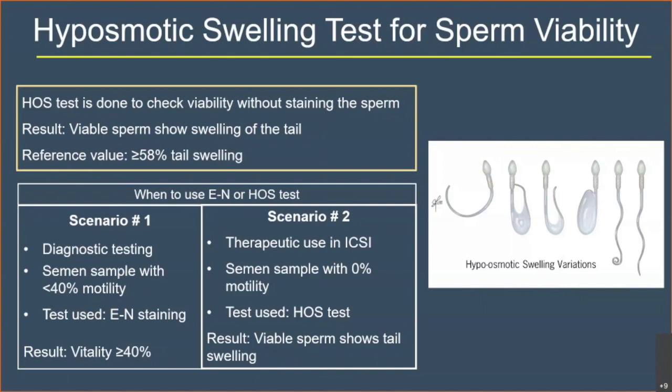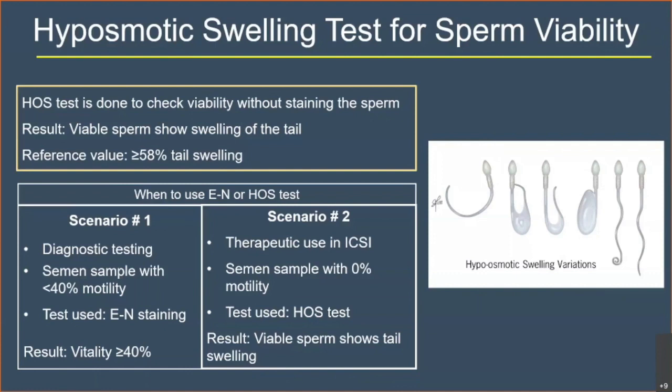Now, I want to illustrate to you two scenarios which describe when we should use the eosin nigrosin stain and when we should use the viability or the HOS test. Scenario number one is if we are conducting a diagnostic test and the semen sample has less than 40% motility, we make use of the vitality test or the eosin nigrosin staining.